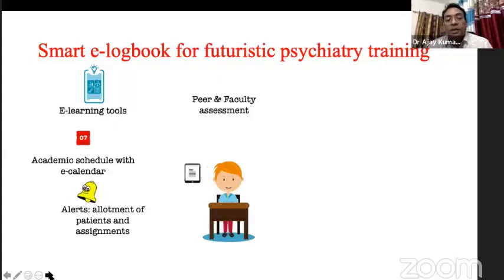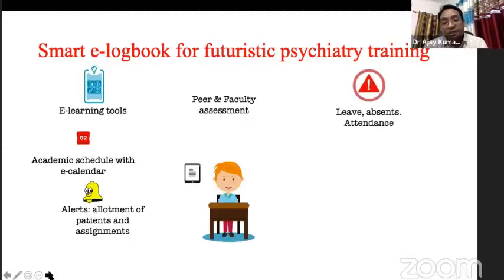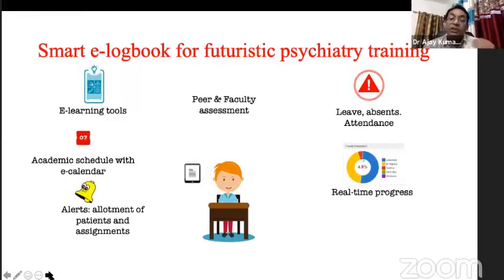Because a group of students are connected to the same system, peer group assessment, faculty assessment, and multiple faculty assessment are possible, so it is a more valid assessment when there are more people involved in the assessment. All the leaves, absences, and other academic activities can also be stored. So it can be a platform where all activity can be stored and analyzed. On top of it, a student is able to see real-time progress in a graphical manner so that he can compare his or her performance with others. So it can be very motivating to him.